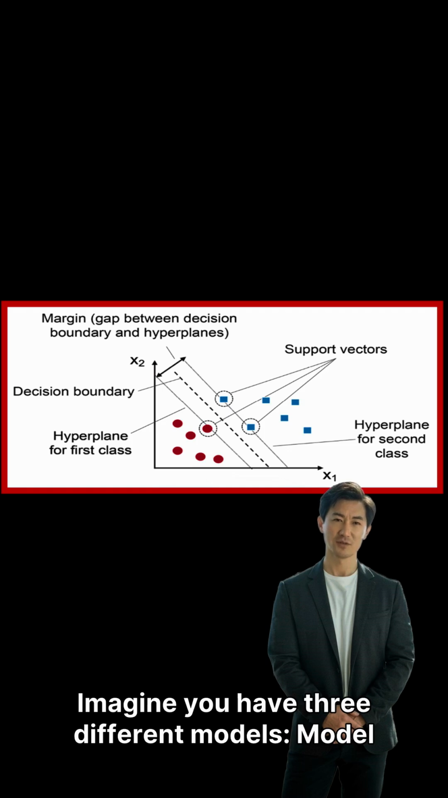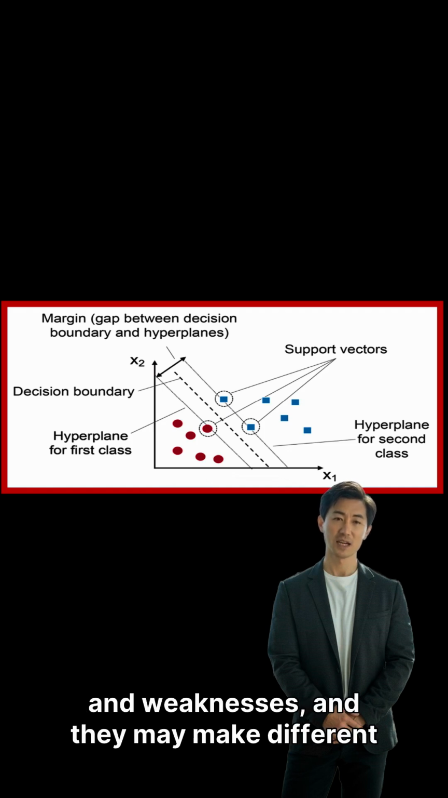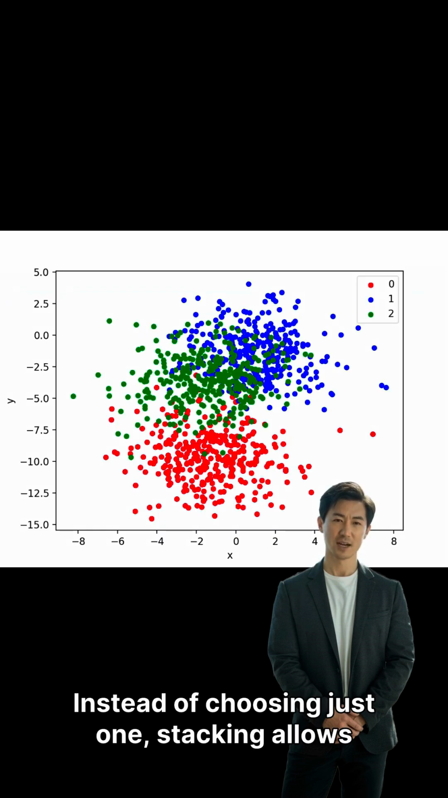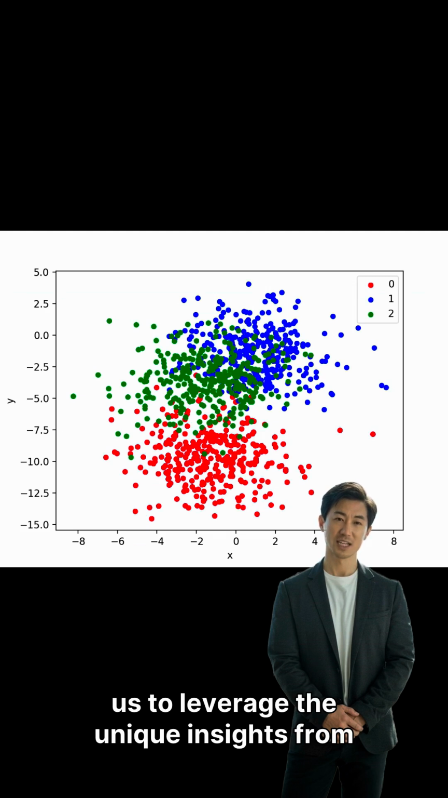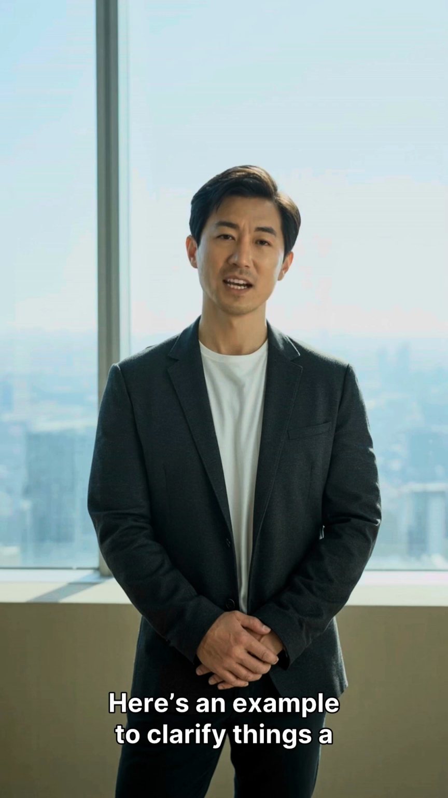Imagine you have three different models: Model A, Model B, and Model C. Each of these models has its strengths and weaknesses, and they may make different predictions based on the same data. Instead of choosing just one, stacking allows us to leverage the unique insights from all three to make a more accurate prediction. Here's an example to clarify things a bit.